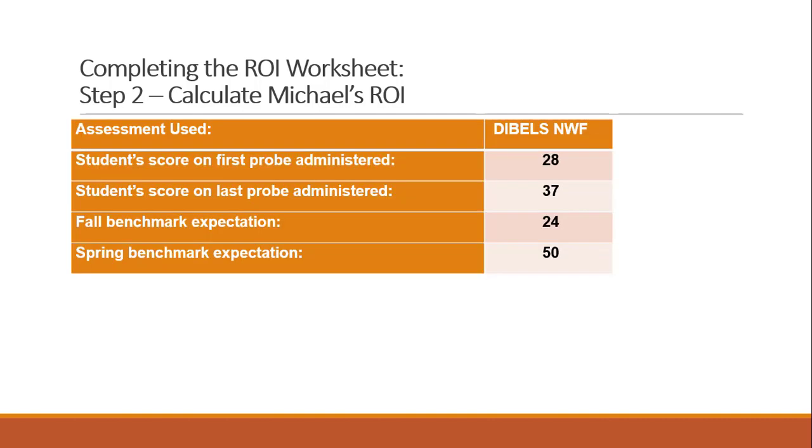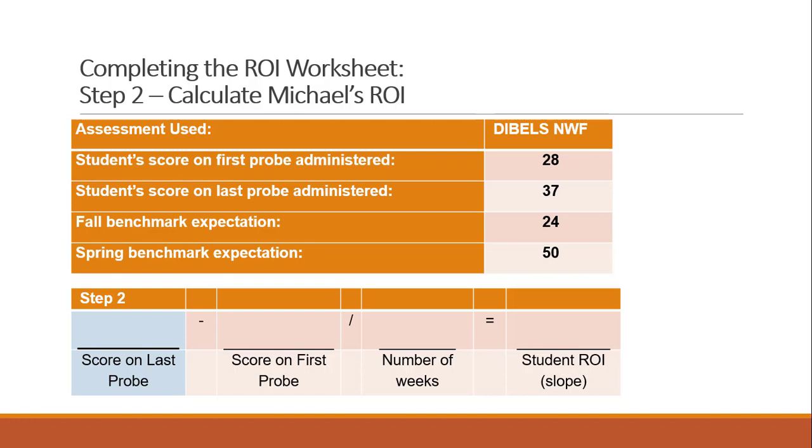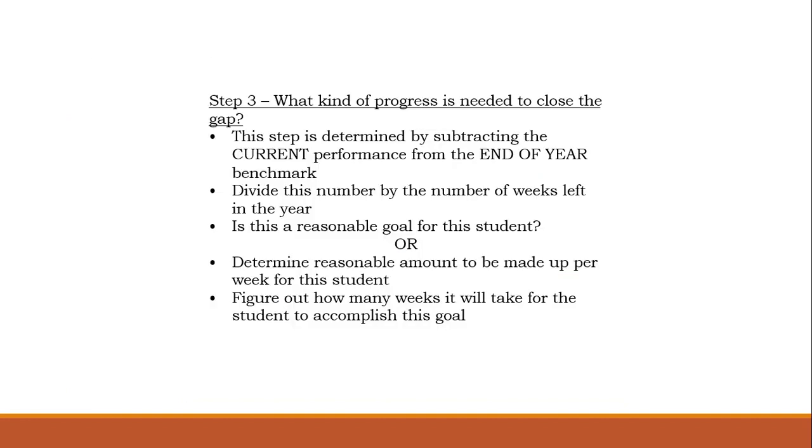Okay. Then we calculate his. So here you go. We have the same data. We have his score on his last probe. Ideally, it would be the median score. And then we have score on his first probe. Again, median baseline score. Number of weeks. So this is the number of weeks that the intervention took place. And so his average rate of improvement was 0.69. So he is actually improving at a greater rate than the average child is.